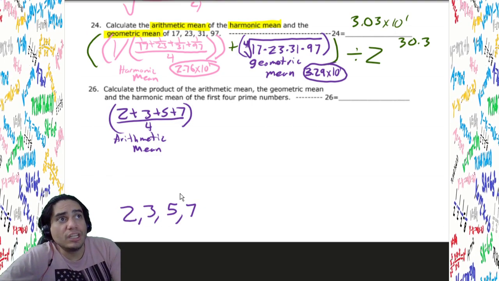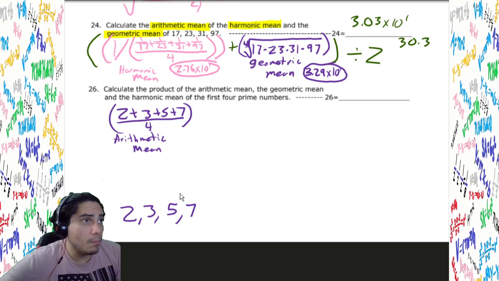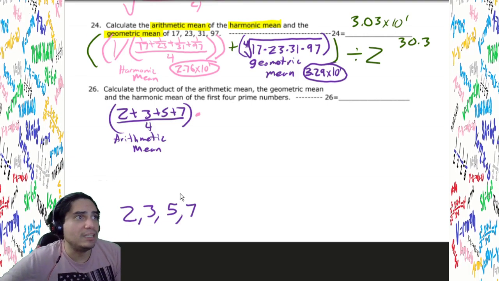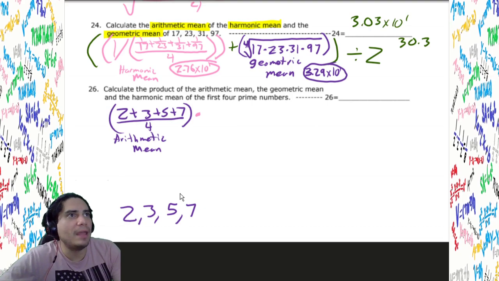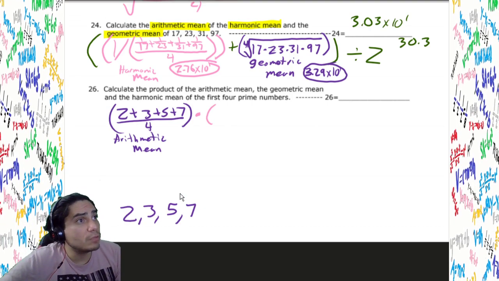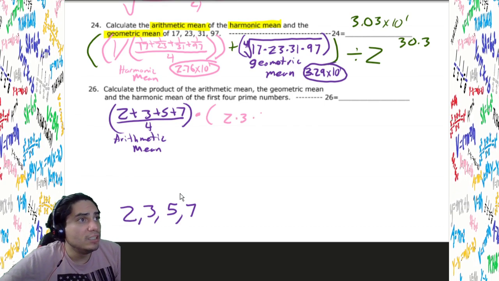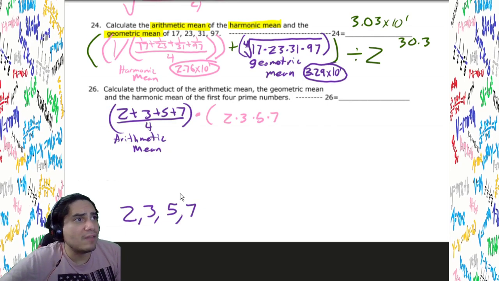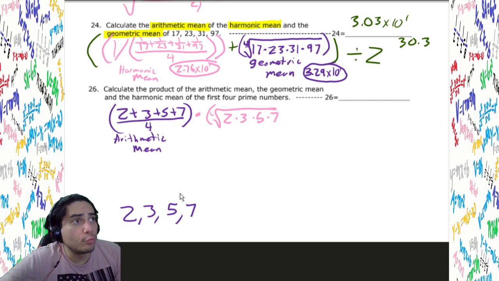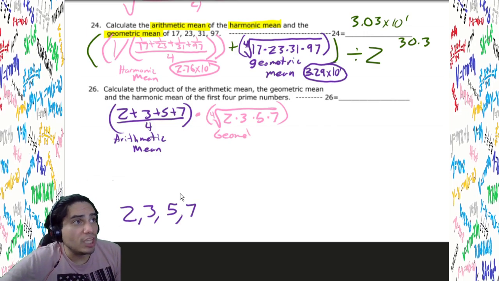Then we're going to go ahead and get, well, what's next? Remember, we're going to multiply here. So we're going to put a little dot here, okay? We're going to multiply that by what? The geometric mean. So let's do that one. The geometric mean is going to be 2 times 3 times 5 times 7 to the fourth root, okay? That's the geometric mean.